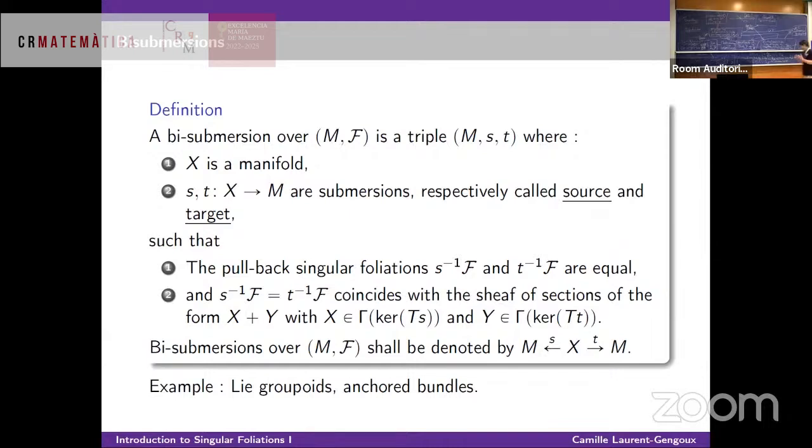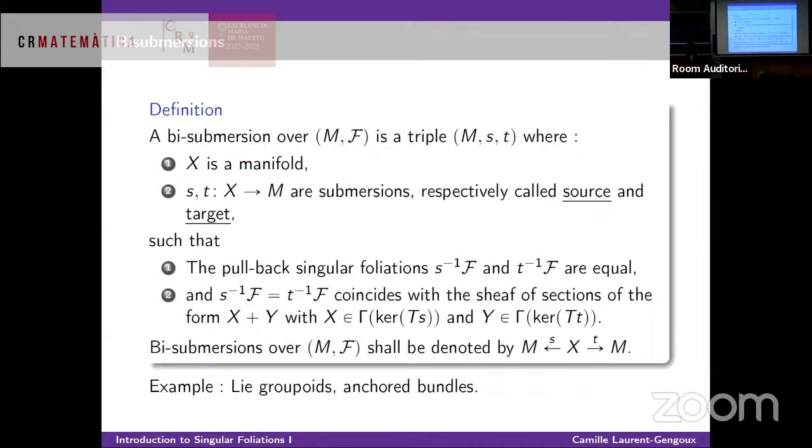Yeah. So what I'm going to explain now, I just recall the definition of this weird object that I think is very important, which is called a bi-submersion, and try to ask the question: is it groupoid-like, yes or no? Let's recall the definition. We take a singular foliation F on a manifold M. A bi-submersion is a triple (X, S, T) such that source and target are submersions, S and T called source and target.